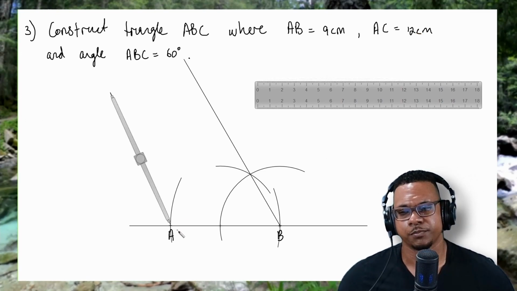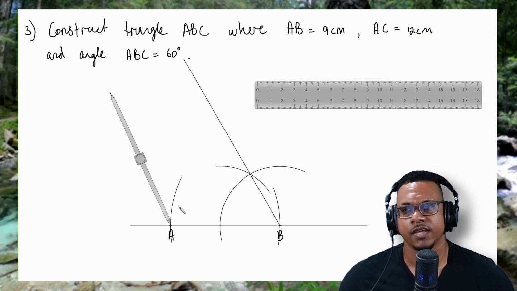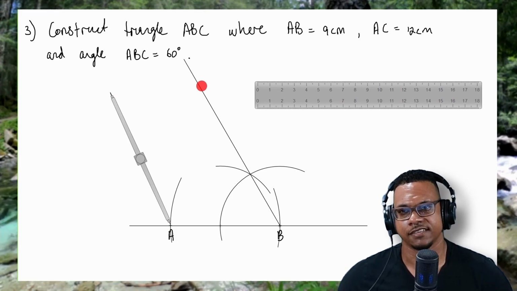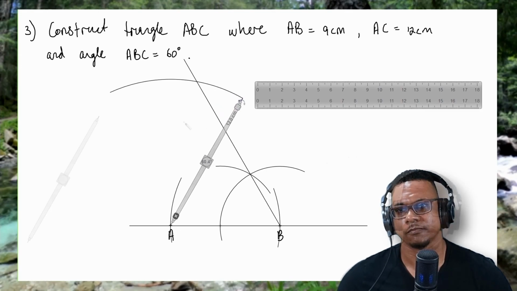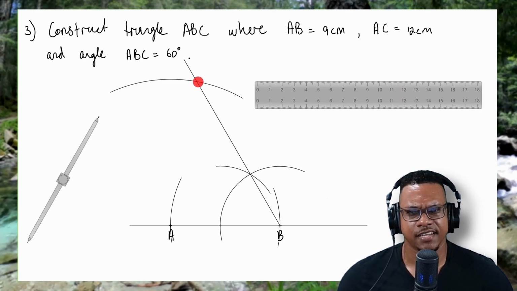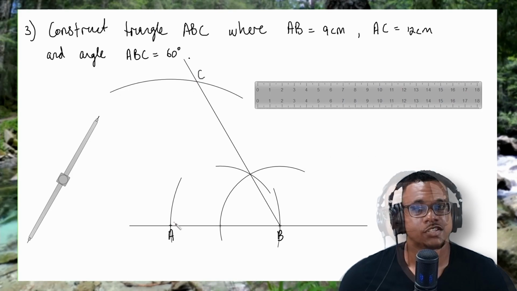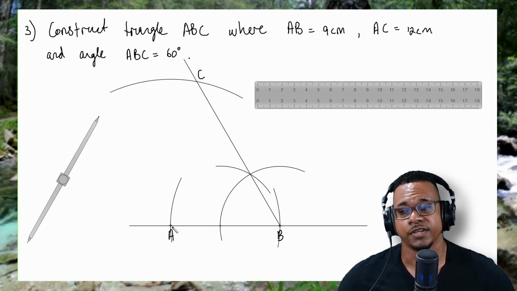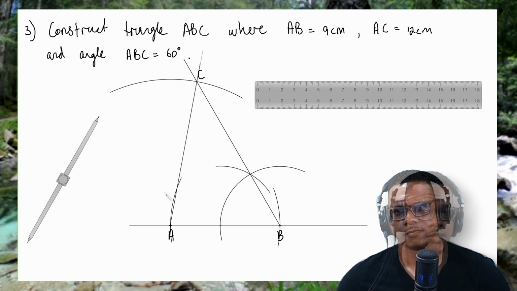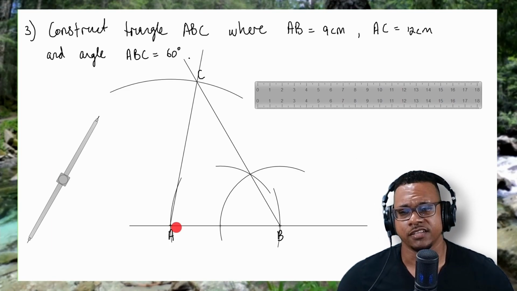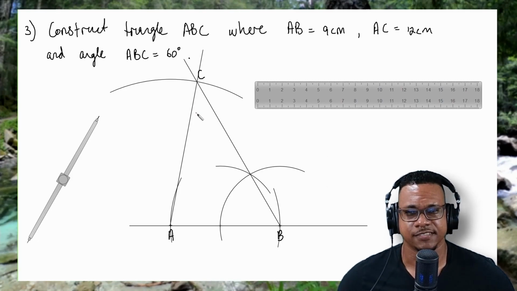Then we are going to take our compass point and place it on point A, and we're going to make an arc to intersect this line. Now where the arc intersects this line will be your point C. So now it's just to take a ruler and connect the points A to C. And now that we have our final shape, triangle ABC, we can darken it.